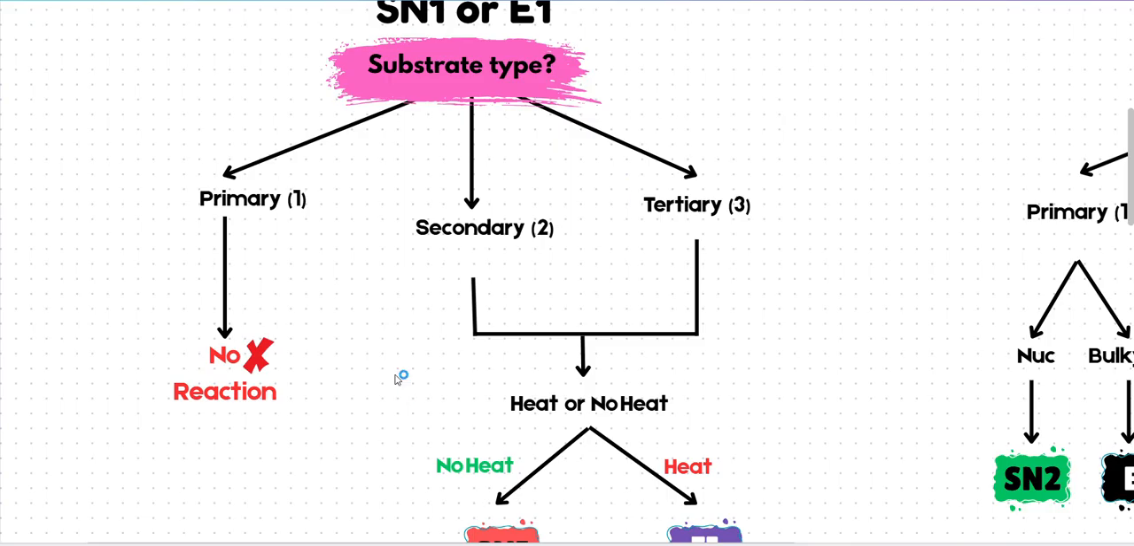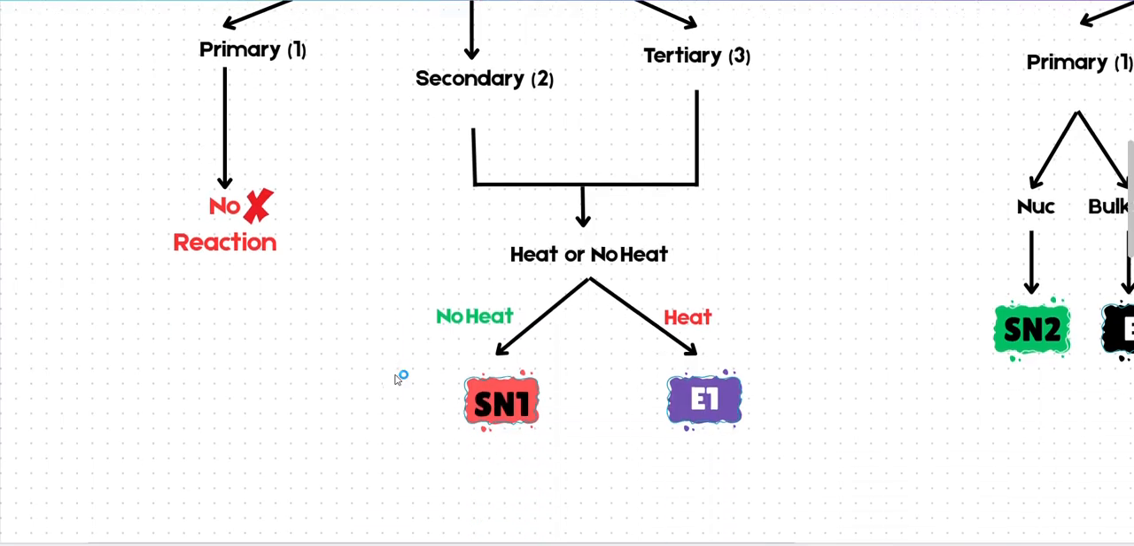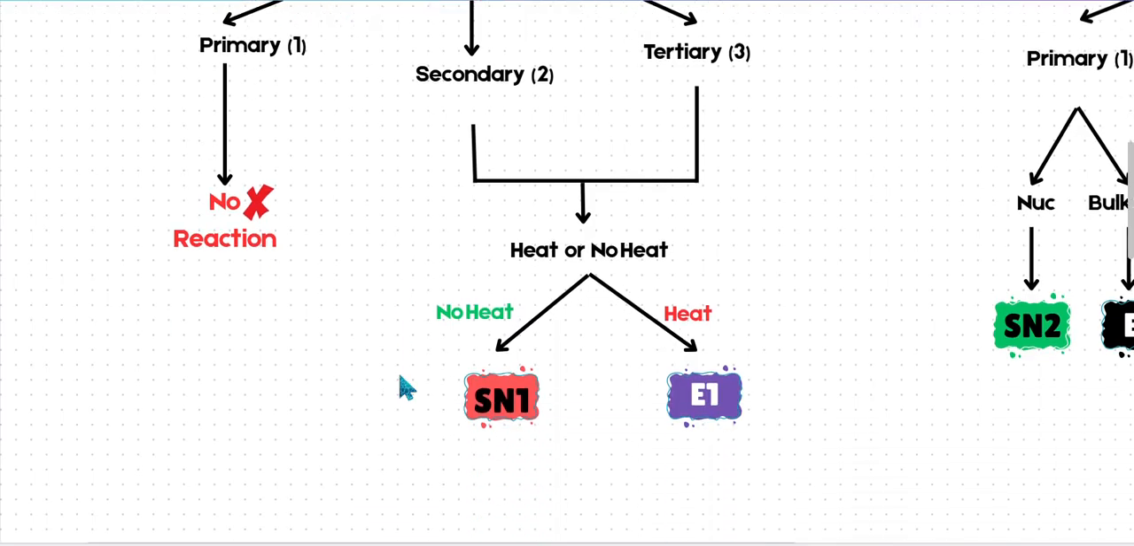Now let's consider the secondary and the tertiary. For the secondary and the tertiary, the only thing you are supposed to consider here is whether you have heat or you don't have heat. If you're having heat, as you can see here, then this means E1 will occur. But if there is no heat, then you are going to have SN1 occurring. I'll give you a vivid explanation why, if there's heat, we get E1, and if there is no heat, we get SN1.